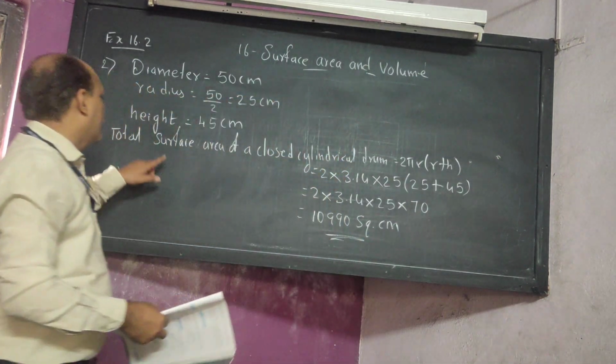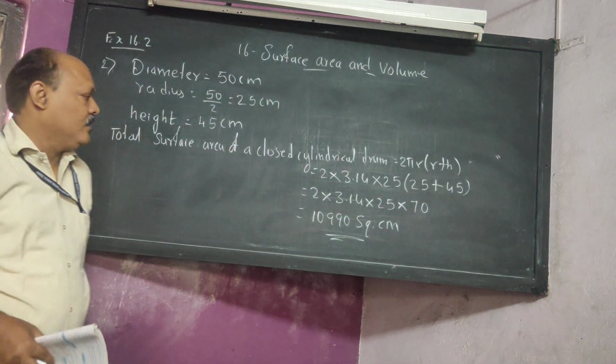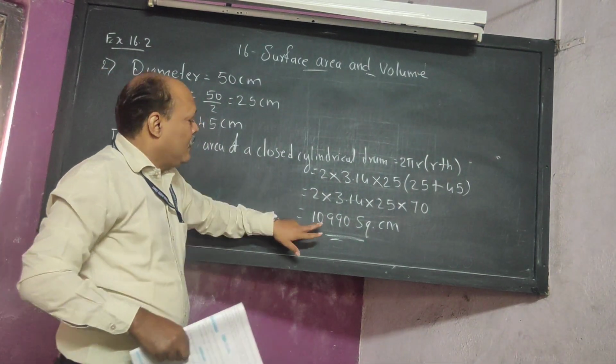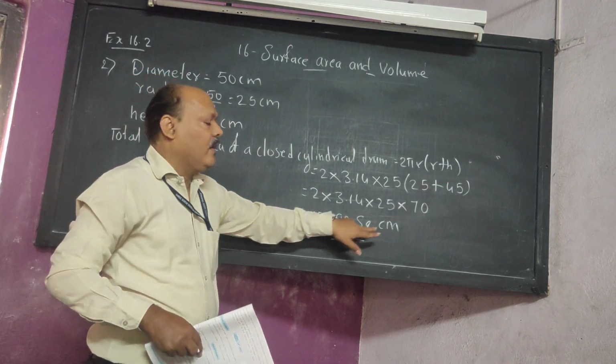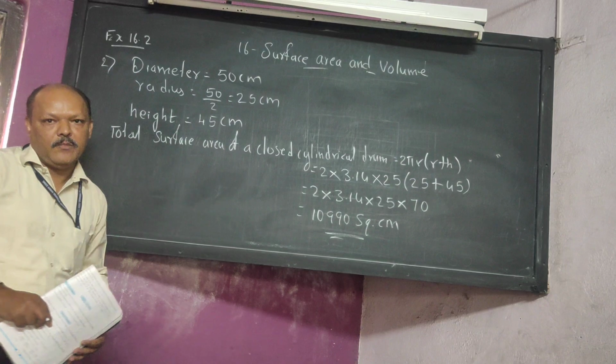It is in square centimeter. Whenever the word area comes, the unit will be square centimeter. I hope all of you understood this sum. So the total surface area of a closed cylindrical drum, how much did you get? 10,990 square centimeter. This was sum number 2. I hope all of you understood sum number 2.